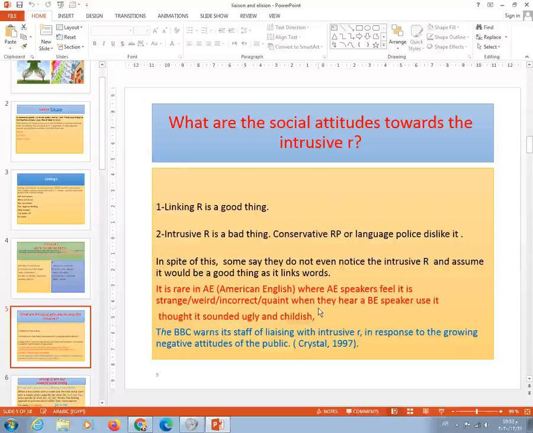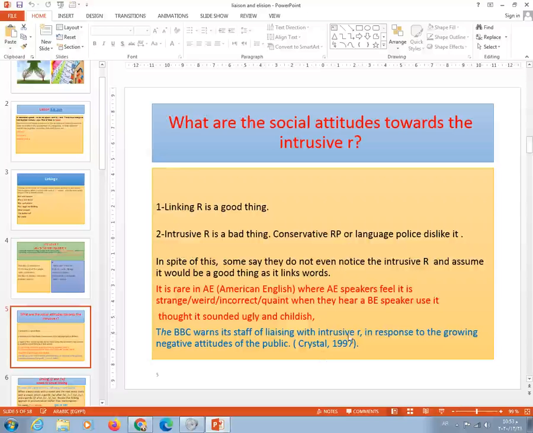They do not insert it, they do not pronounce it, and they look at it as something weird, strange, incorrect, ugly, childish, and so on. So inserting an R is not okay according to American English speakers.